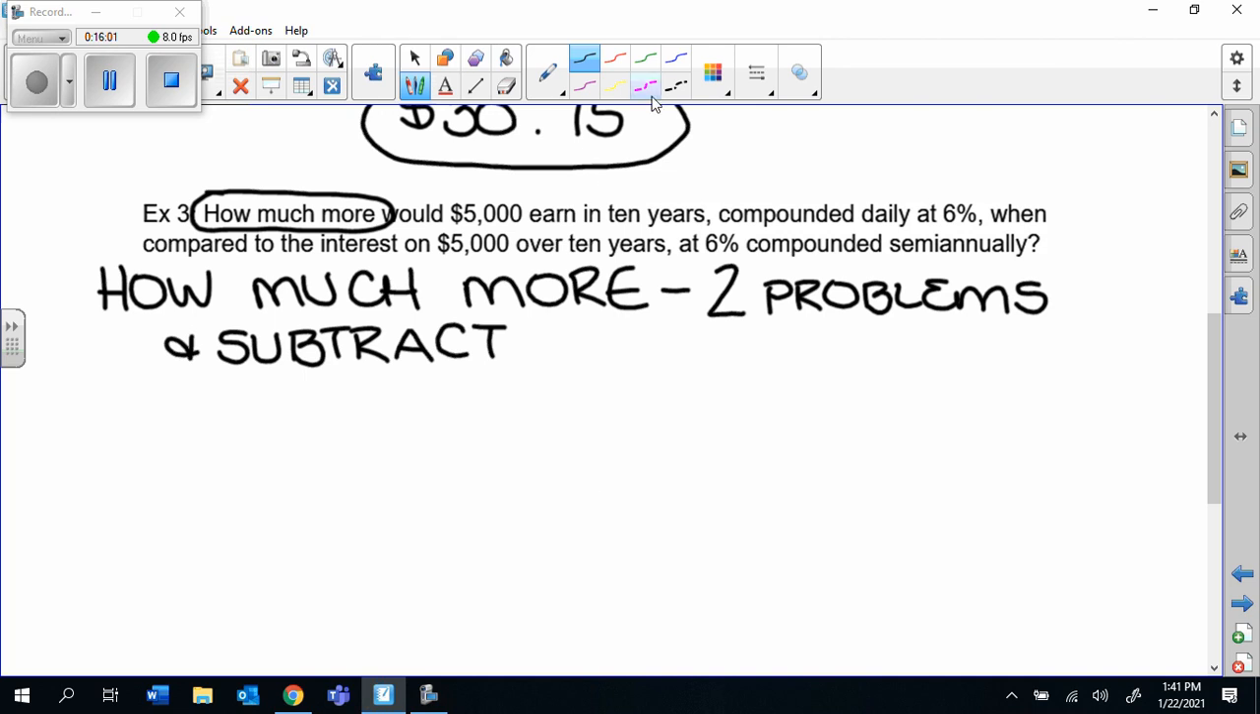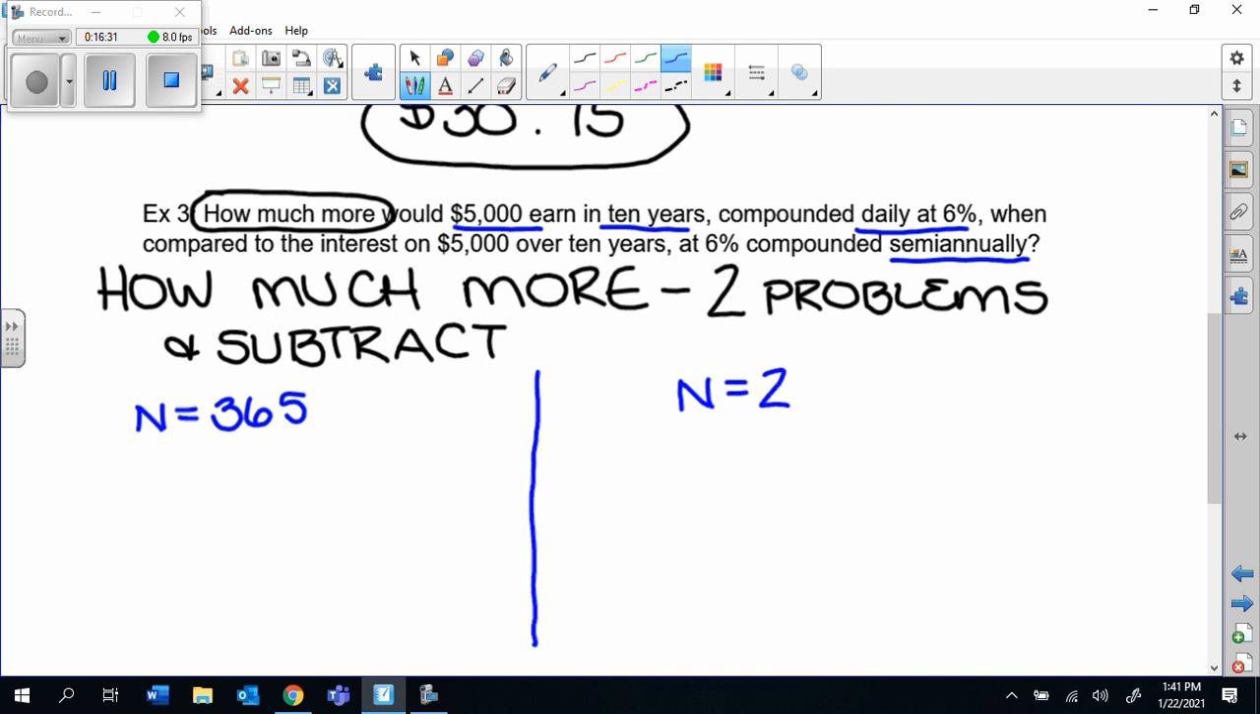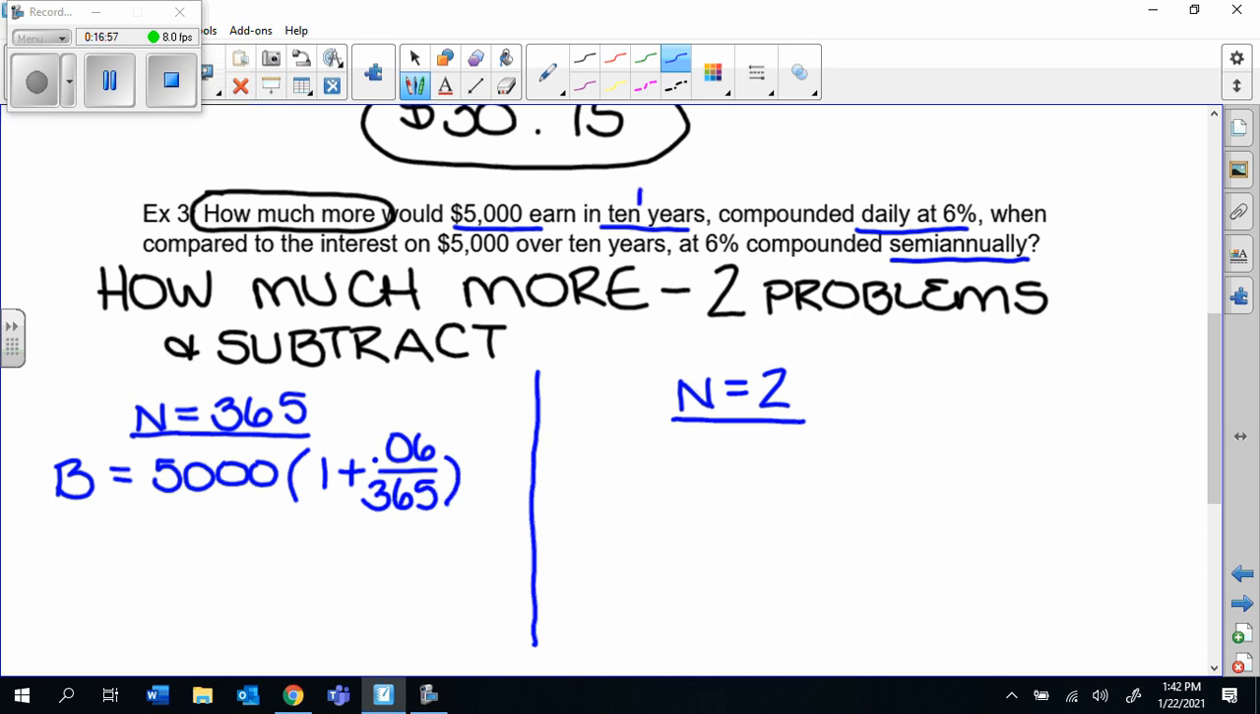What are we going to do in this case? We have 5,000 for 10 years, compounded daily at 6%. So daily is 365, compared to 5,000, 10 years, same interest rate. This one is compounded semi-annually, which is 2. So if I were you, I would split my workspace. Here's my formula. You're going to put 5,000 in, parentheses, 1 plus 0.06 over n, 365. The time is 10 years, so 365 times 10 in parentheses.